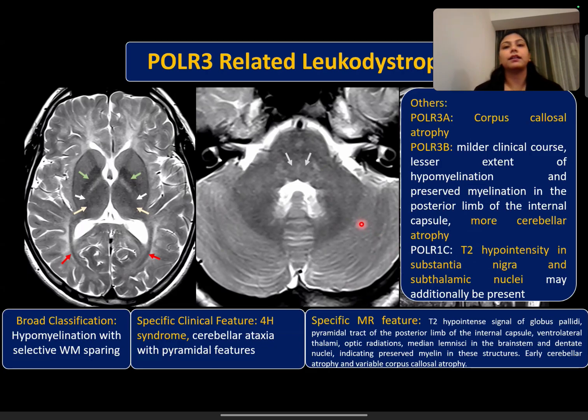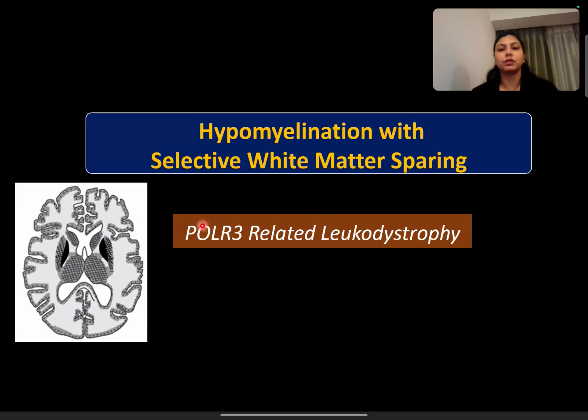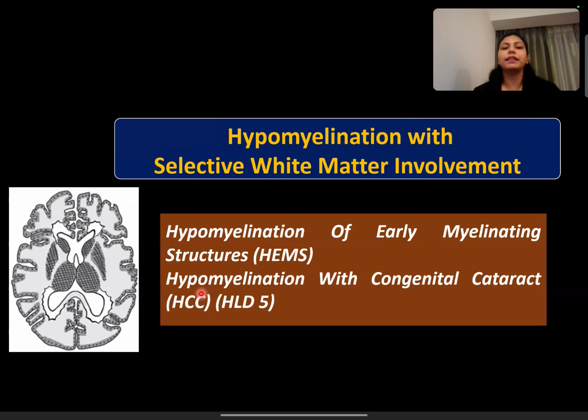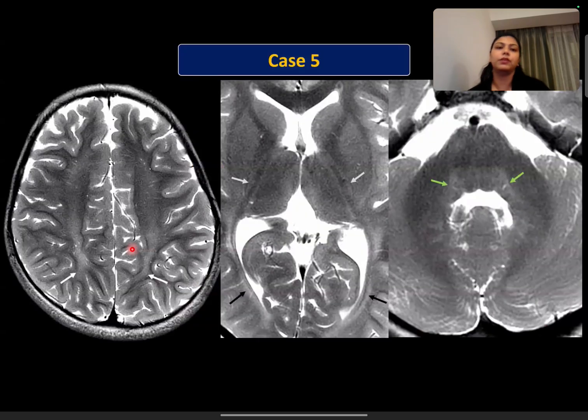So coming to the third, this was the second pattern, in which there was hypomyelination with selective sparing of certain structures, as we saw. Then we have another pattern when there is just selective involvement. So any guesses for this case? So what do we see? We do not see diffuse hypomyelination, but we are seeing hypomyelination only in certain structures.